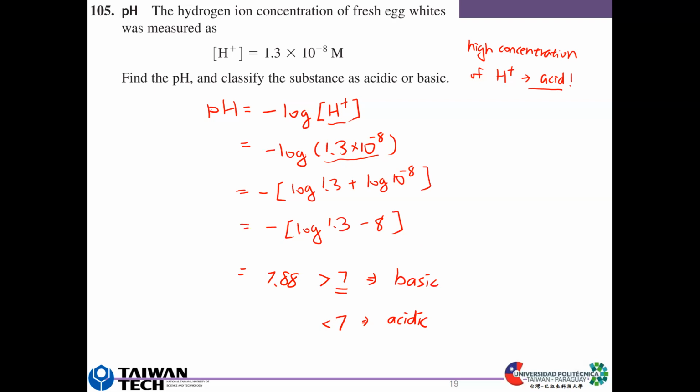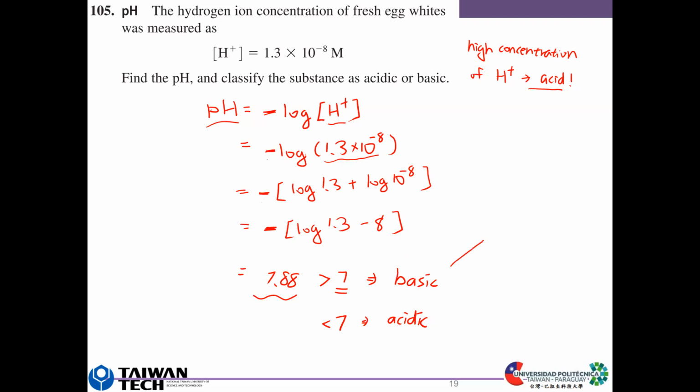Okay, so the definition of pH value puts a minus sign in front of the log, and the reason to do that is to erase the negative value. So the larger this pH value, the lower the concentration of this hydrogen ion.